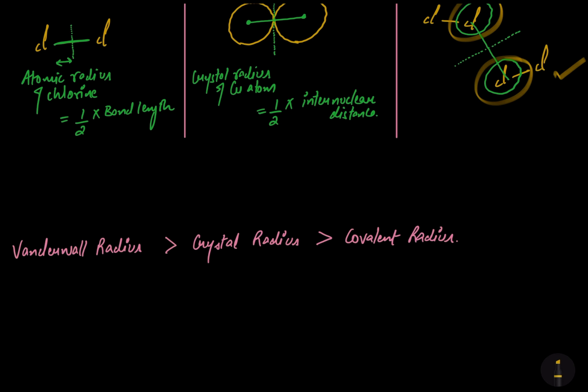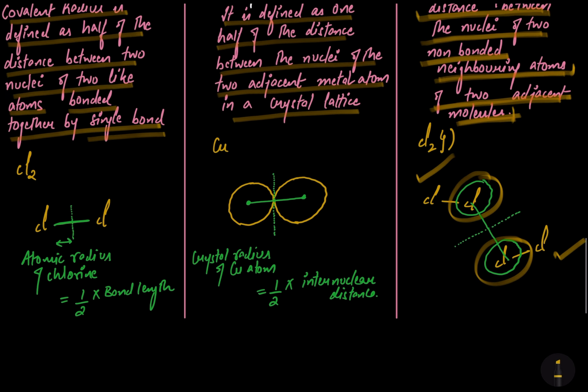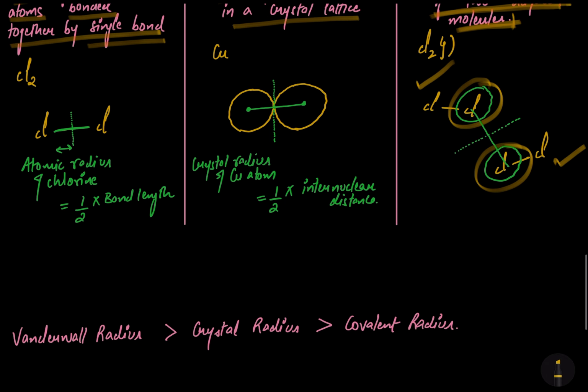Now let's talk about the increasing or decreasing order of the radii. I have already told you that van der Waals radii is the greatest one, then second comes the crystal radius, then the lowest value is of the covalent radius.